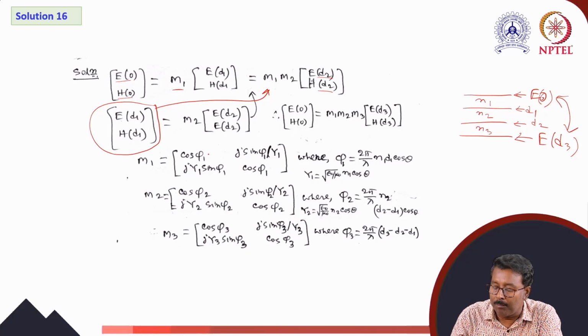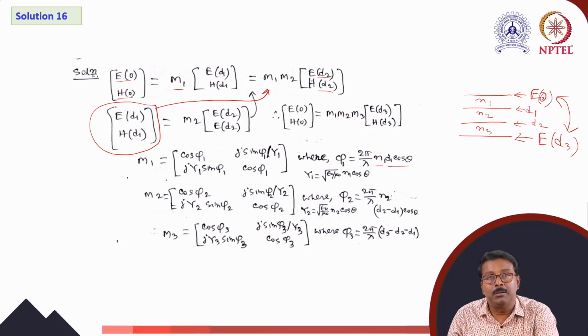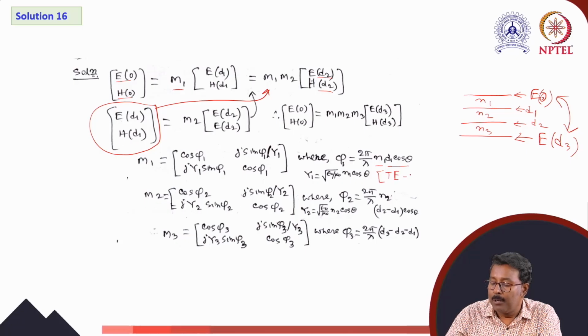So we need to know the phi 1. Phi 1 also we know, that is twice pi by lambda n d cos theta. But here we have to put n1 d1 cos theta. And y1, that is optical admittance of the n1 layer, that will be root over of epsilon 0 by mu 0 n1 cos theta. Here also this is for TE polarized light. We have assumed that the incident light is TE polarized. That's why we use this formula. So if you put n1 and cos theta is cos 0 because in normal incidence, by putting this value we can calculate m1.